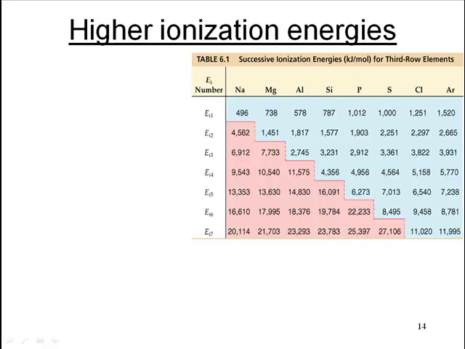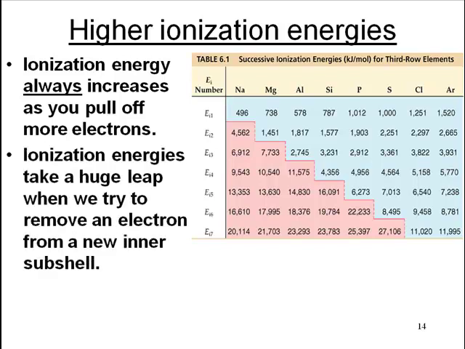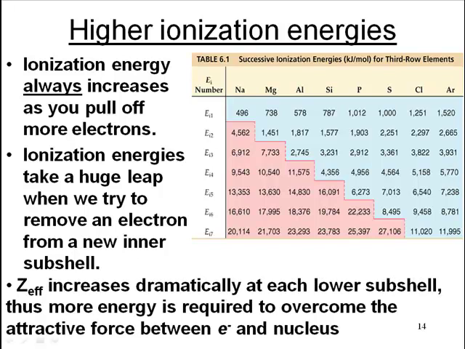Each of these giant leaps is when you're trying to remove one of those electrons from the p orbital. So you find it in nature where it doesn't want to lose that one. That one doesn't want to be removed because the energy is not favorable. Ionization increases always as you pull off more electrons. So as you pull off more, it requires more energy to remove more electrons. The ionization energies take a huge leap when we try to remove an electron from a new inner shell, especially a p shell. And Zeff, as you guys saw, increases dramatically.